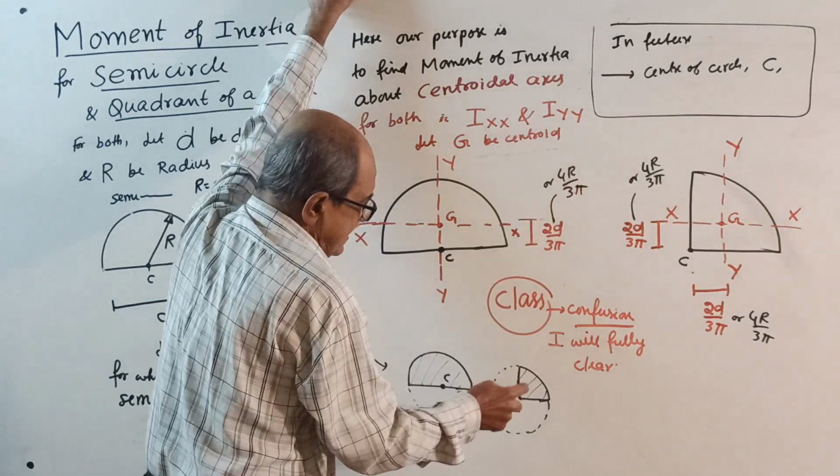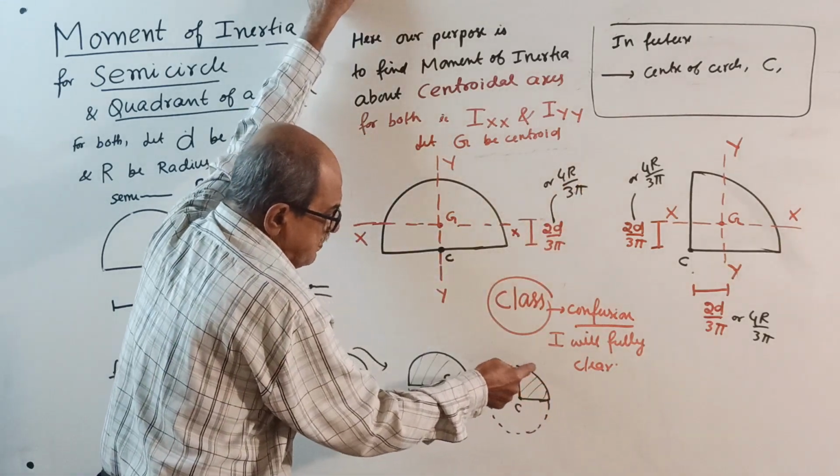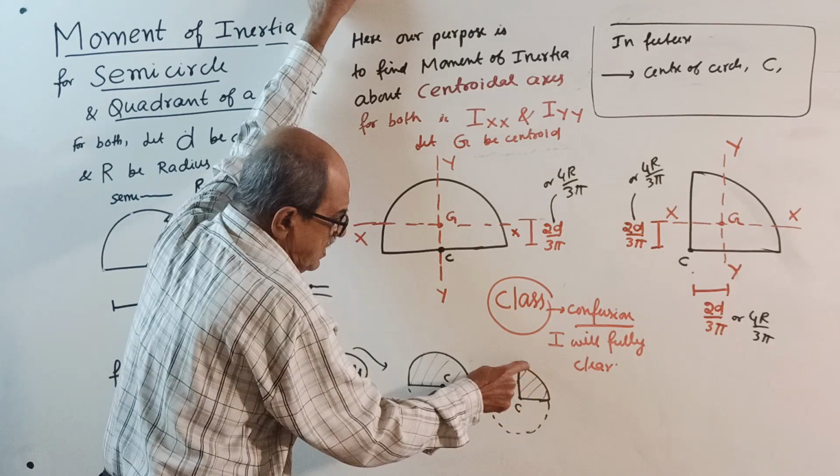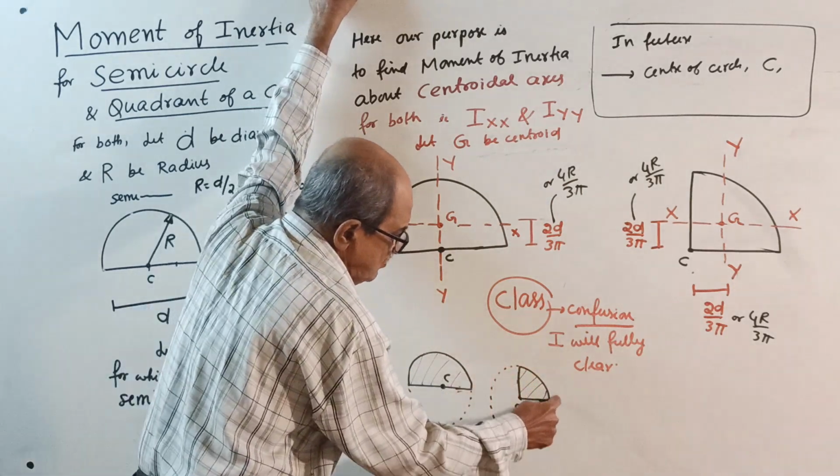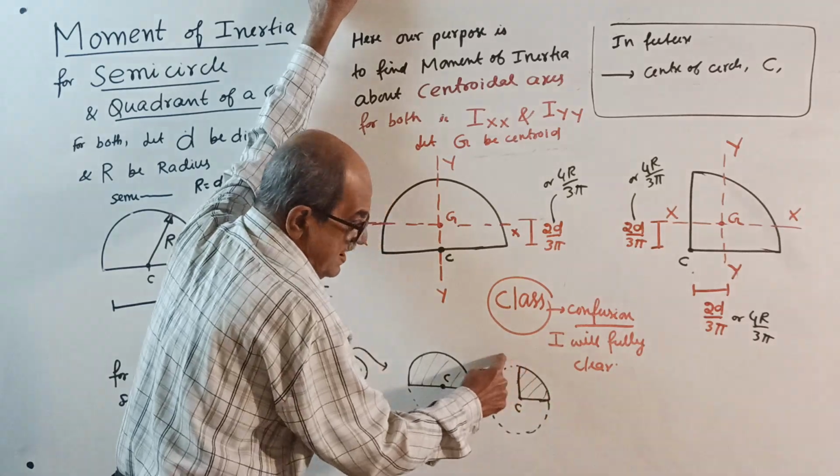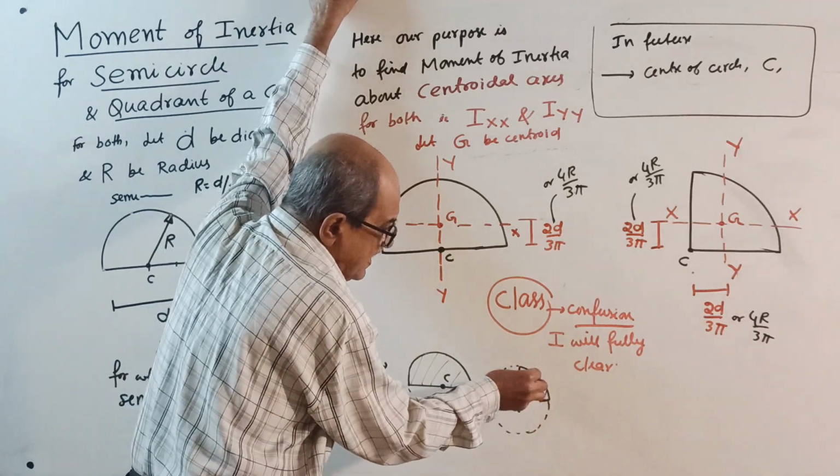If I tell center of circle, it means it is complete. See, this is a quadrant. Continue all round, all 4 rounds, and any circle will be formed. This is our considered one.